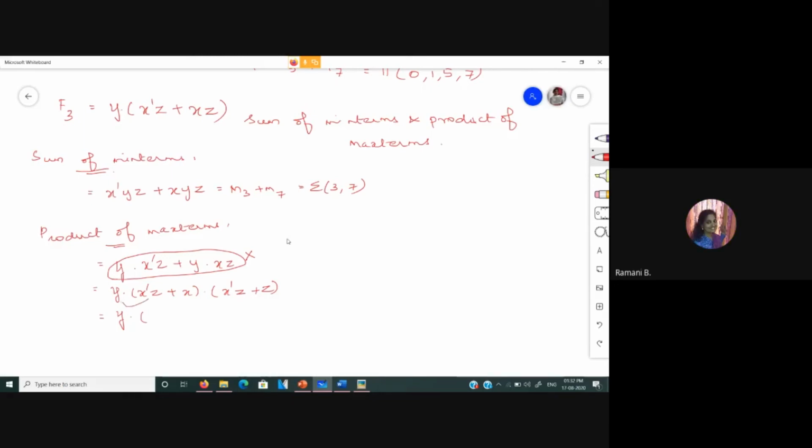Again, you are going to do it this way. x bar plus x into z plus x, dot x bar plus z, plus z plus z into z plus z. Okay. So now this term will become a 1 and this term will become z as such. Right?